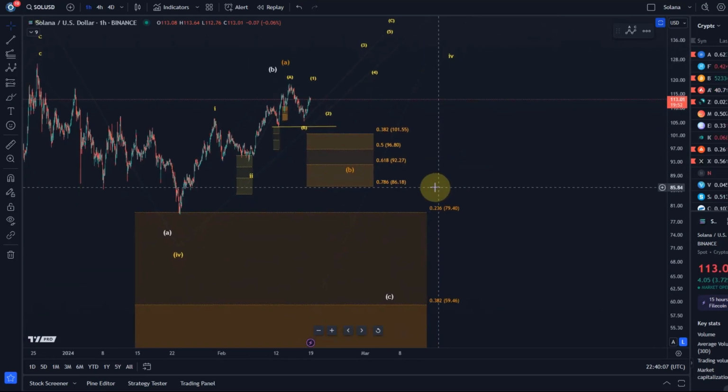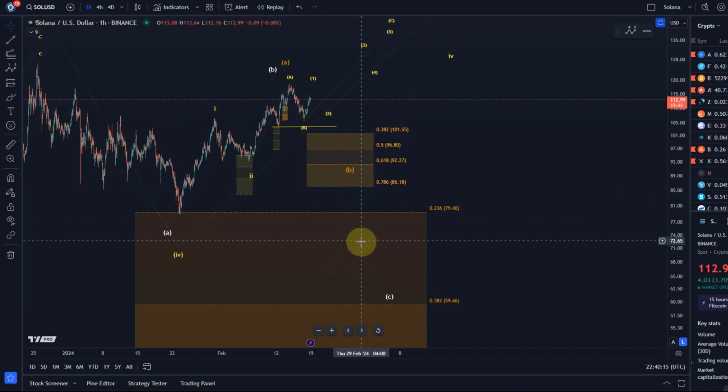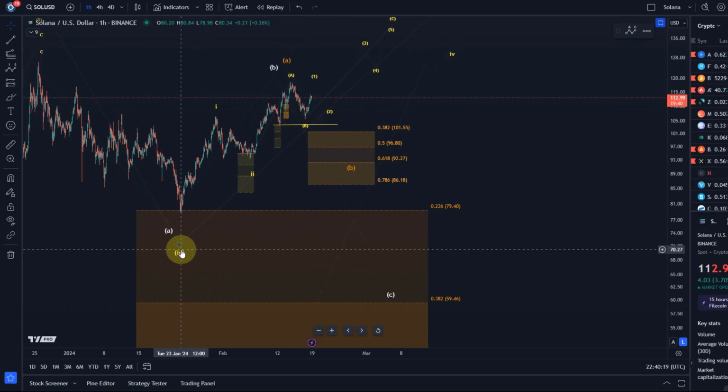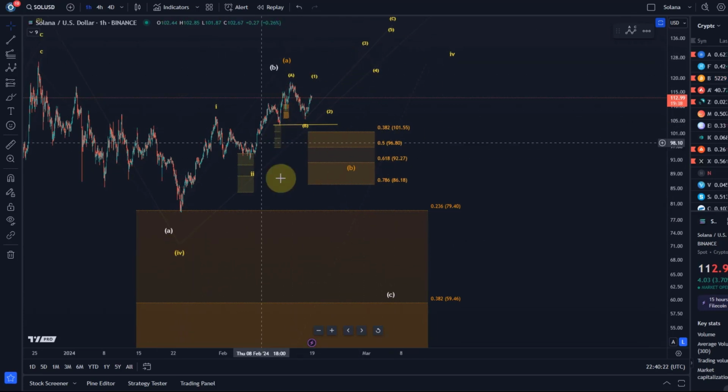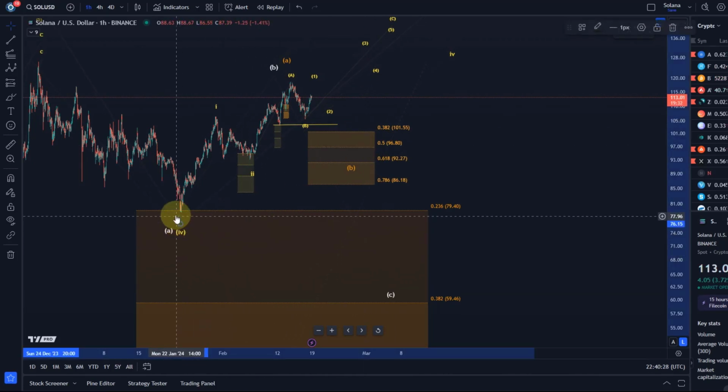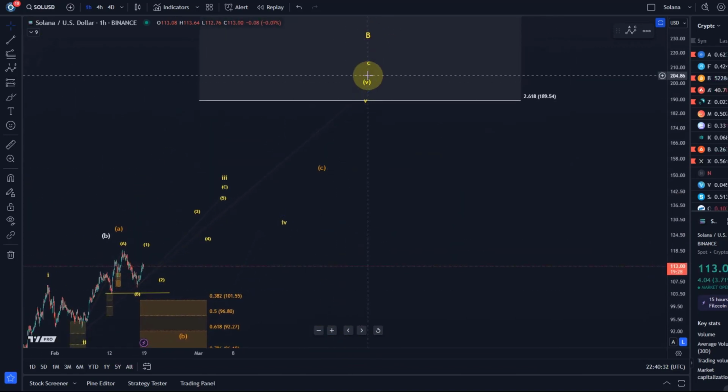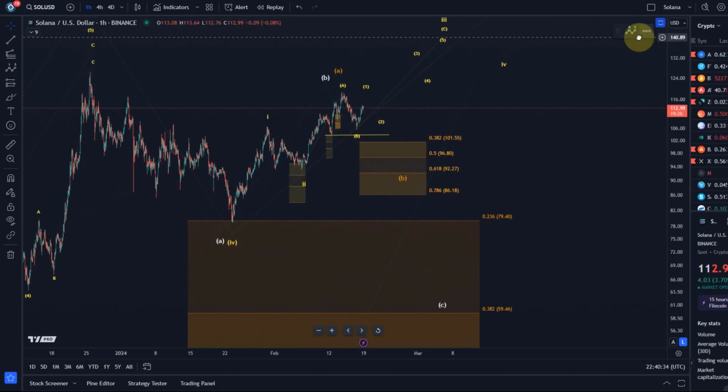And then the break below $86 would be even more bearish, and would reset this wave 4. So the main thesis in these two first counts that I showed you would be that the larger wave 4 bottomed here on the 23rd of January, and this move up in wave 5 is sending us to 190 plus.